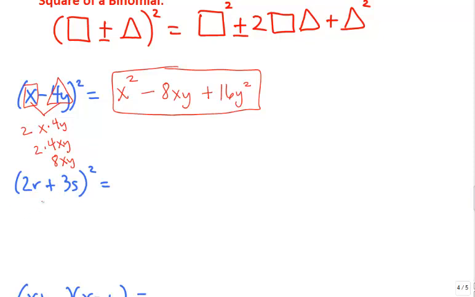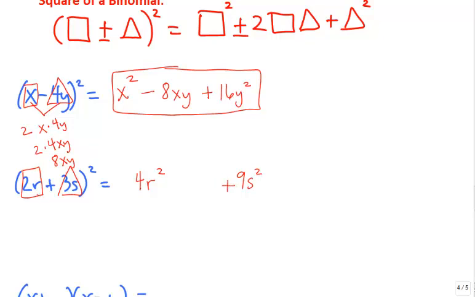So in this next example here, 2r plus 3s quantity squared. I'm going to think of the 2r as my square and the 3s as my triangle. So if I apply this pattern, I'm going to take the 2r and I want to square that first. So 2r quantity squared becomes 4r squared. Then I'm going to take whatever's in this triangle position, this 3s, and I'm going to square that. So 3 squared and s squared becomes 9s squared, and that's always positive.